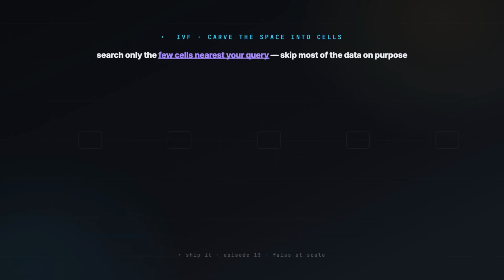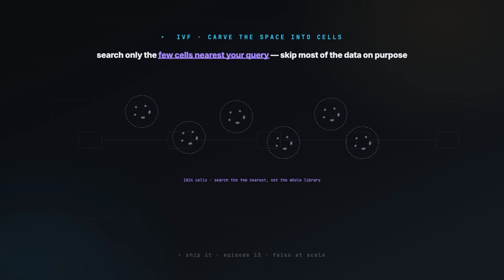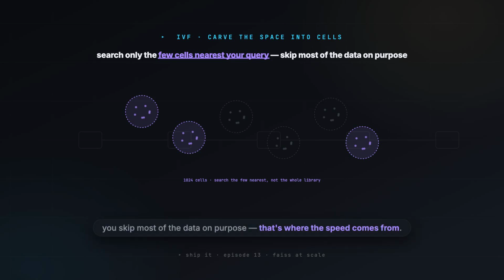The fix is to stop looking at everything. An approximate index, IVF, carves the space into clusters up front, and at query time it only searches the few clusters nearest your query instead of the whole library. You skip most of the data on purpose. That's where the speed comes from.